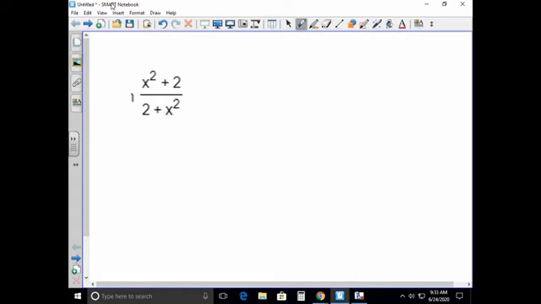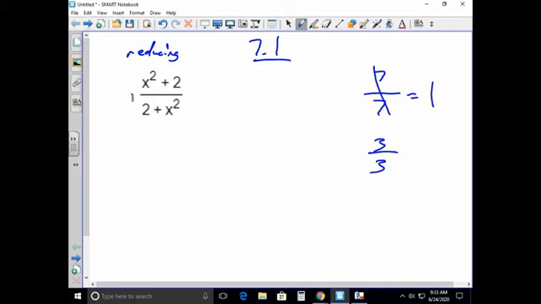So as we get into 7.1, let's take a look at some examples. To begin with, we're looking at simplifying or reducing this fraction. Anytime we have the same thing on top and on bottom, that always reduces to 1. No matter what the top and the bottom are, if they're exactly the same, that reduces and makes 1.